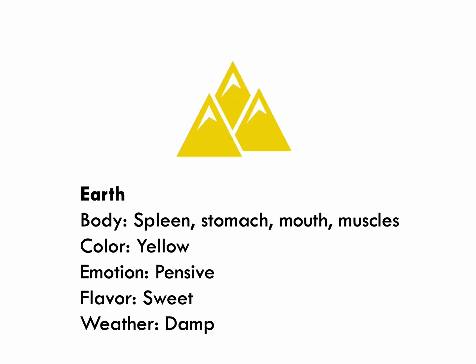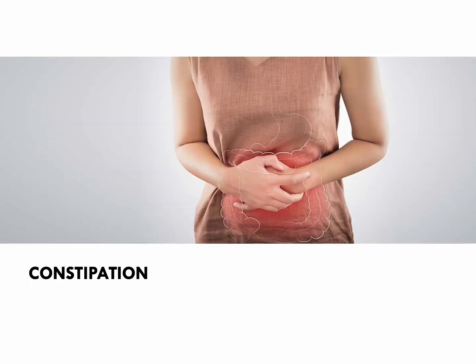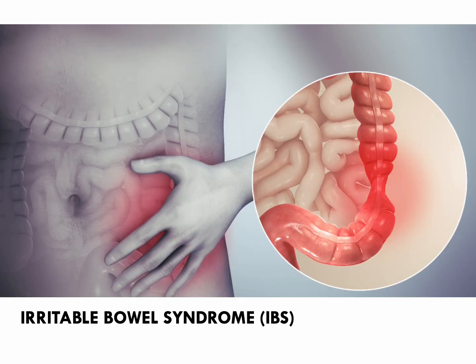The earth element is associated with the spleen and its partner organ, stomach, which are in charge of digestion. Digestive issues such as bloating, constipation, diarrhea, irritable bowel syndrome are all related to the earth element.